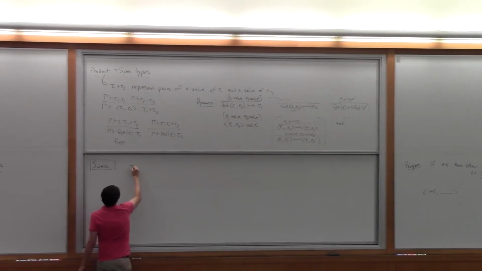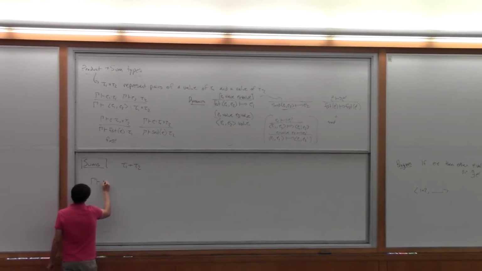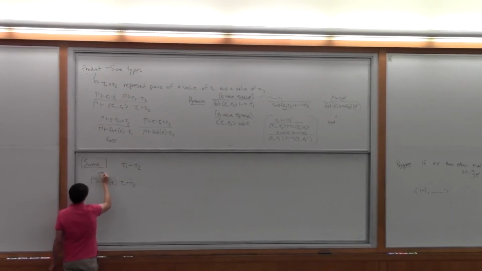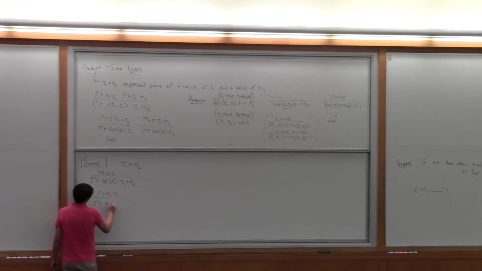So we're going to have a type tau1 plus tau2. The constructors: in left of E1 has type tau1 plus tau2 if E1 has type tau1. If E2 has tau2, then the right injection of E2 has type tau1 plus tau2.